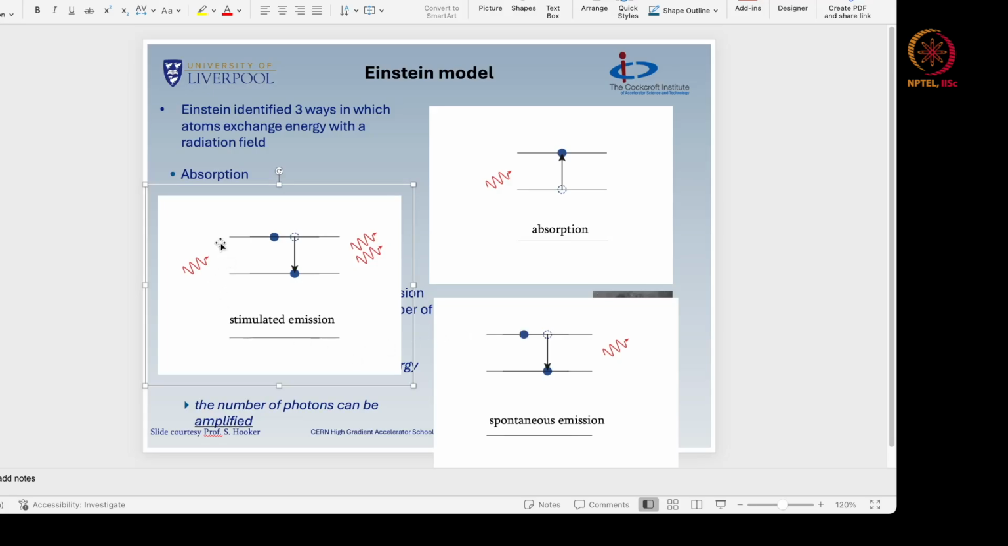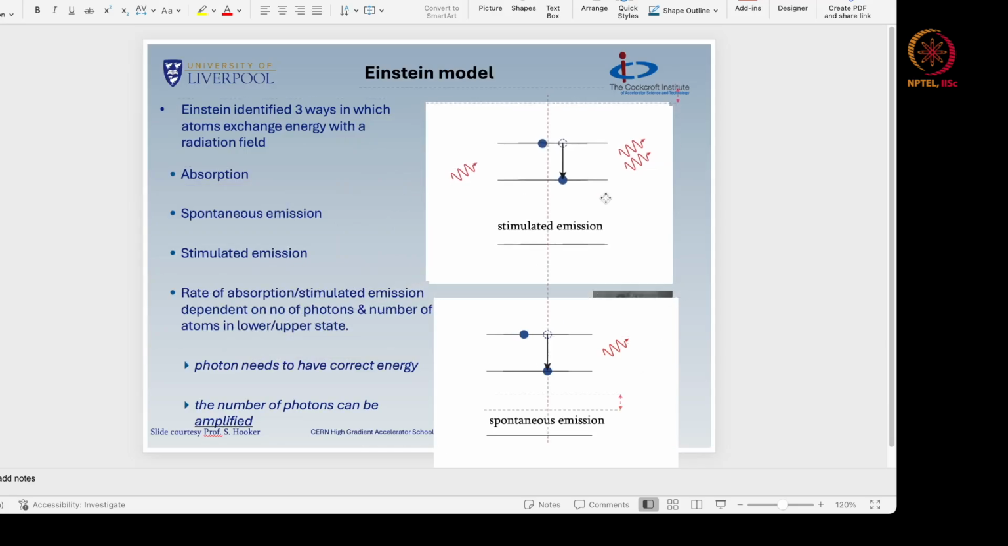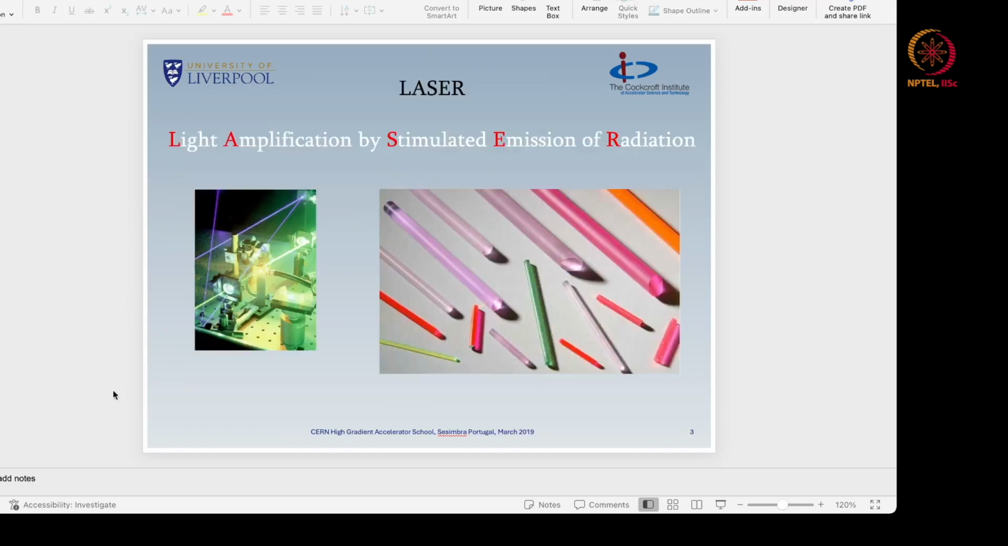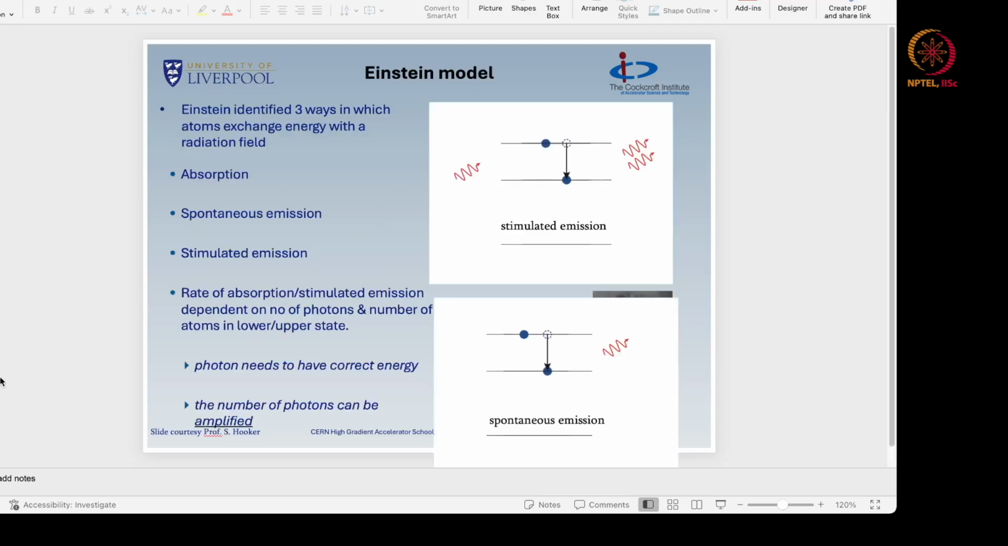Whereas stimulated emission means the photons that are produced are coherent, and they knock the electron off, so you get two photons coming out of it. This stimulated emission is basically the S and E of the laser. All right. So as you can understand now, these three processes, absorption, spontaneous emission, and stimulated emission, are the ways in which atoms exchange energy when interacting with a radiation field.